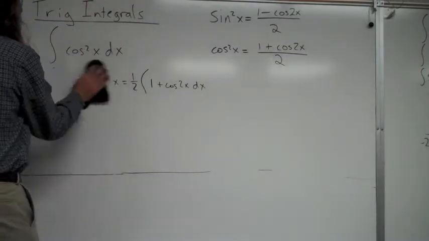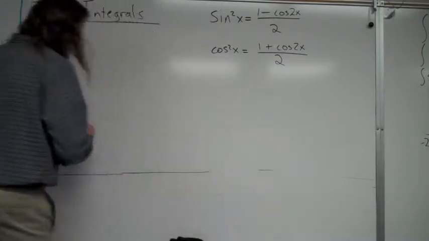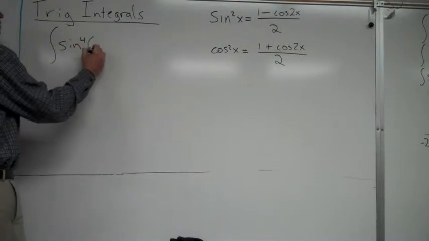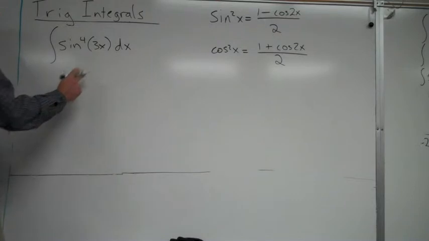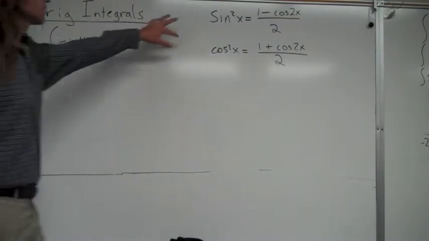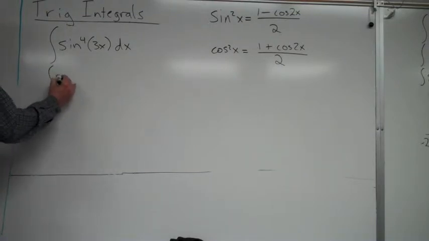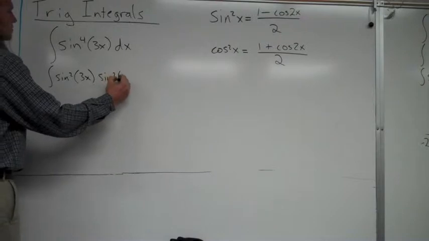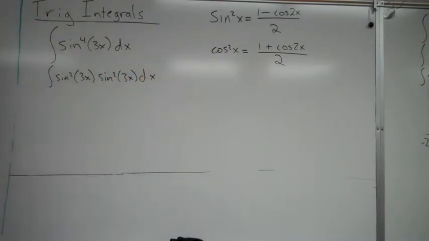Let me look at one more here. Let's say we have sine to the 4th of 3x. How about that? Well, in this case, we're going to need to use this trig identity, but we're going to need to split this up into sine squared 3x times sine squared 3x. And you notice there's a little difference here. Instead of it just being an x in there, it's now a 3x.